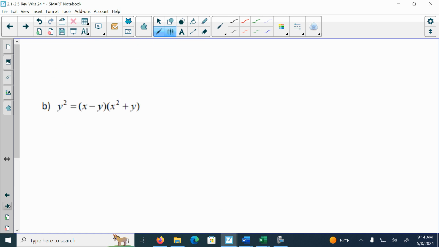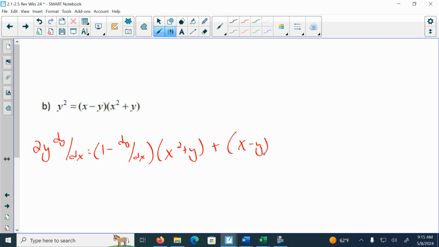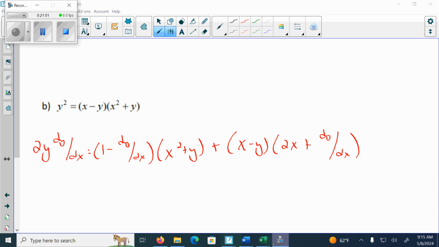This one, still doing implicit differentiation, so the derivative of this y squared will be 2y dy/dx. And then I believe I used the product rule. I did. The derivative of x is 1, the derivative of y is dy/dx, and then I left this x squared plus y alone. Now I'm going to leave that x minus y alone, take the derivative of x squared, which is 2x, and take the derivative of y, which is dy/dx. And I must finish later.